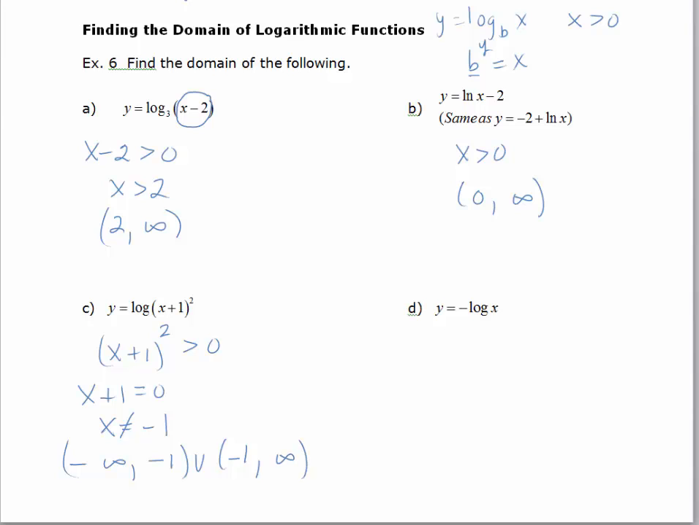And the last one, y equals a negative log of x. This is a reflection. The negative causes a reflection, but it does not change the domain. The argument is still x, and x has to be greater than 0, or in interval notation, your domain is 0 to infinity, not including 0.